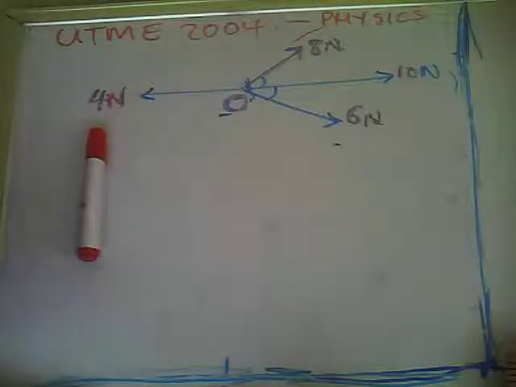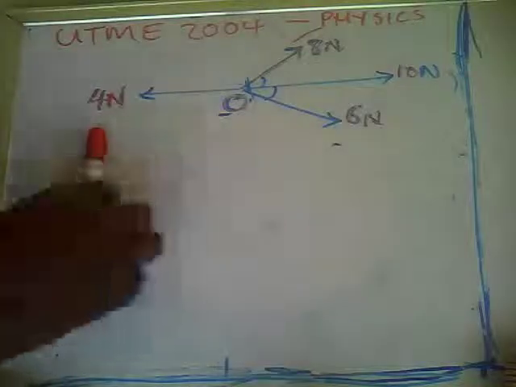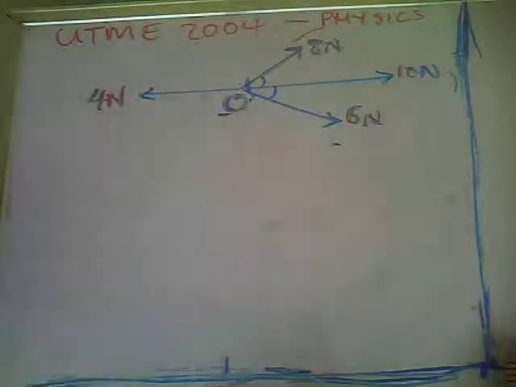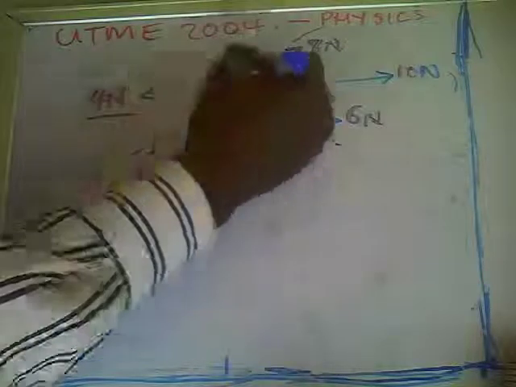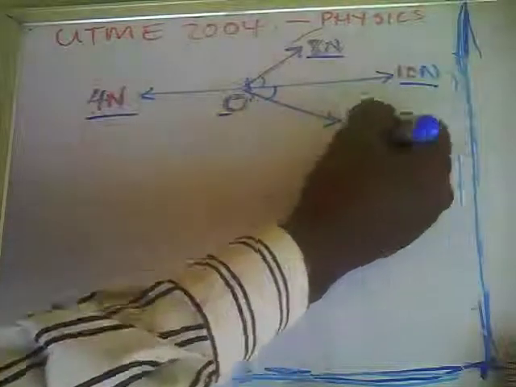We're checking number 18, and the question is: the diagram above shows 4 Newton, 6 Newton, 10 Newton, and 8 Newton forces, which act at a point O in the directions indicated. The net horizontal force is dash. So we are required to find the net horizontal force from the diagram. Of course, this is 4 Newton, this is 8 Newton, this is 10 Newton, and this is 6 Newton.